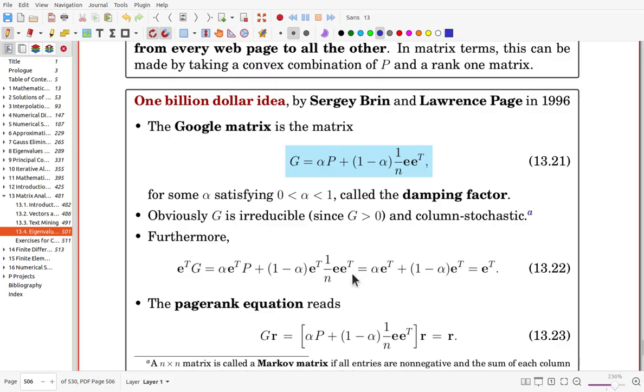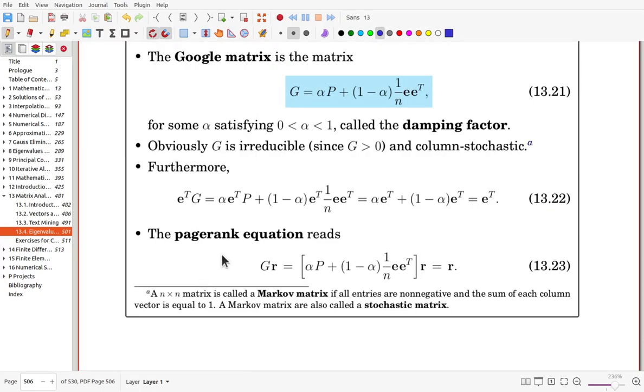Later we'll see that. Obviously, G is irreducible because all entries are now positive and also column stochastic. And you can easily check that. And here, furthermore, if you multiply E transpose on the left-hand side, then along with some algebra, you can recheck this one. That means the number one is a left eigenvalue of G, which means that 1 is the right eigenvalue of G.